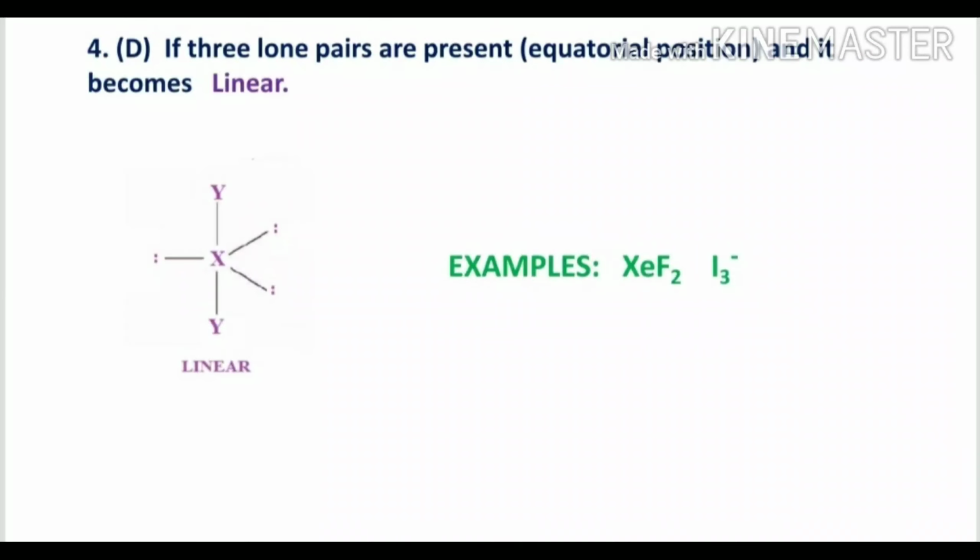The next one is 4d. If 3 lone pairs are present in the equatorial positions, the structure becomes linear. These 3 lone pairs are equally arranged, and the angle between the 3 lone pairs is equal, 120 degrees. Because of this, the molecule becomes linear. Examples are xenon difluoride and the triiodide ion. These are all examples of this VSEPR theory explanation for these molecules.